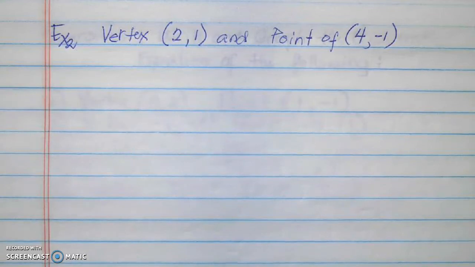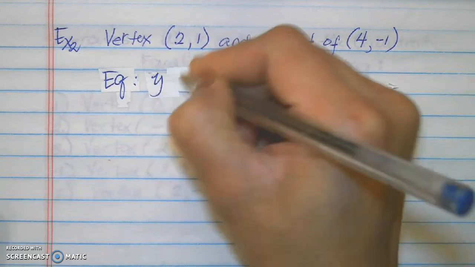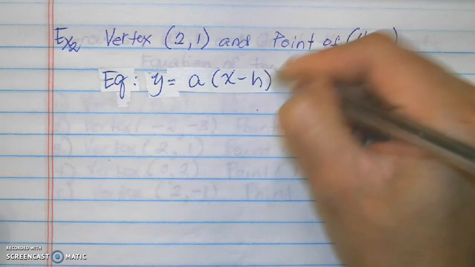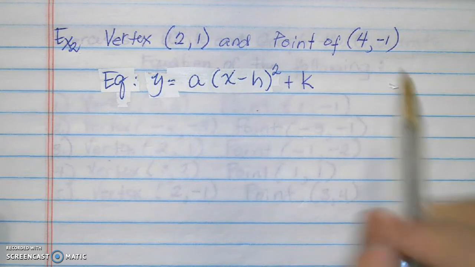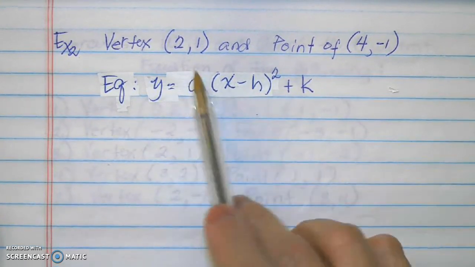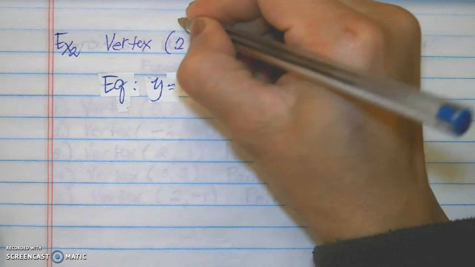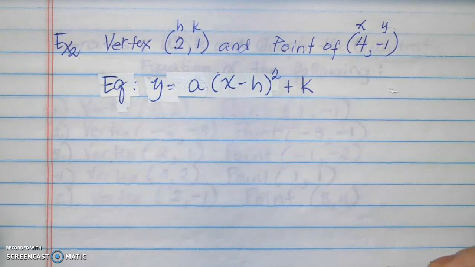Okay, for our example number 2, our vertex is 2, comma 1, and the point is 4, comma negative 1. So how do we write the equation? So our equation is y equals a parentheses x minus h squared plus k. So once again, for us to be able to know the a, we have to substitute all these values in all these variables. So again, this is your h, this is your k, this is your x, and this is your y. So how will that look like?